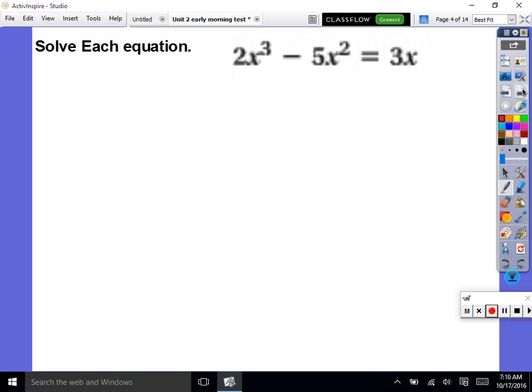Sorry this is fuzzy, I had to blow these up pretty big. So it says solve each equation. The next part of the test, probably the biggest portion worth the most, is being able to solve, and all it's going to say is solve each equation. You're going to look at the problem and say, how do I solve it? Good. So the first thing, yes, get it in standard form. We need it equal to 0, so subtract 3x. So we have 2x cubed minus 5x squared minus 3x equals 0. That's our first step. Good.